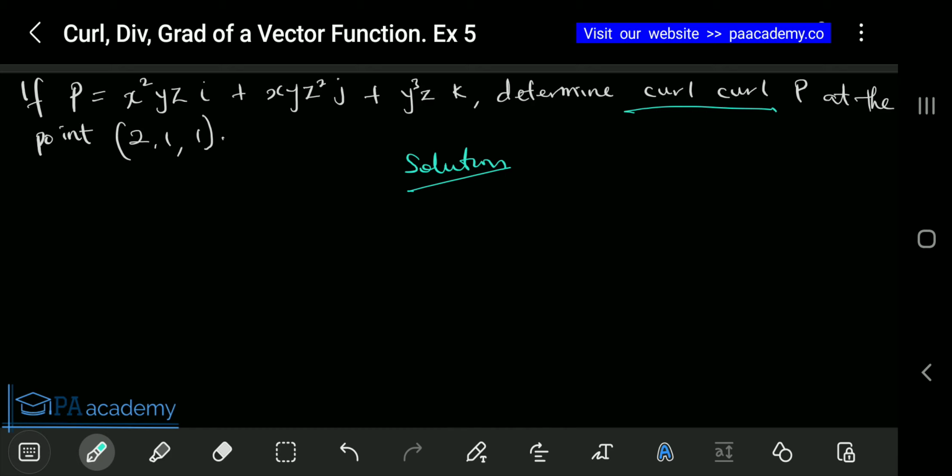So basically what this question is saying is that you first of all look for the curl of P. Now the answer you get as the curl of P, you are going to take the curl of it again. So once you find the value of curl P, whatever you get as your answer, you are going to find the curl of that answer again.